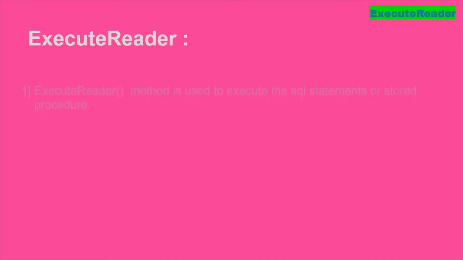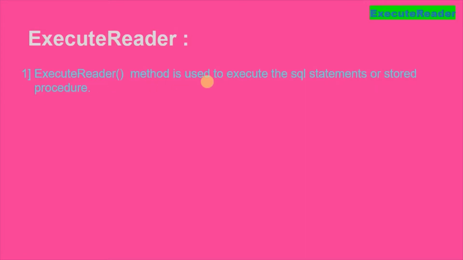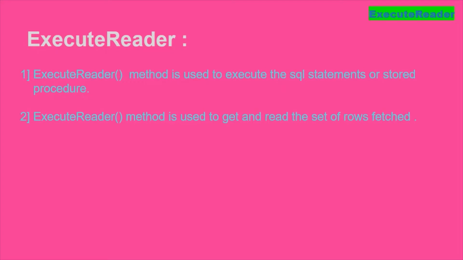ExecuteReader method. ExecuteReader method is used to execute the SQL statements or stored procedure. ExecuteReader method is used to get and read the set of rows fetched. We can execute SQL statements or stored procedure, and after execution, we get result set or rows. We can get and read all the rows with ExecuteReader method, or we can read multiple values with ExecuteReader method.